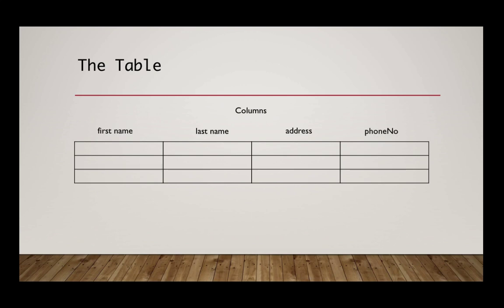The second part is the rows. The rows are the actual data that is placed into the table that correlate with the columns. For example, a first name, a last name, an address, and a phone number.